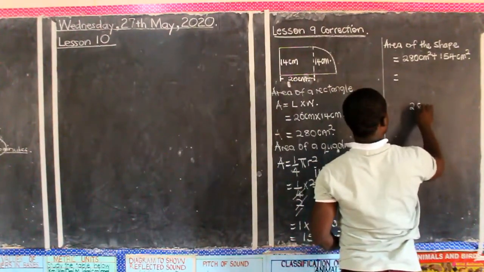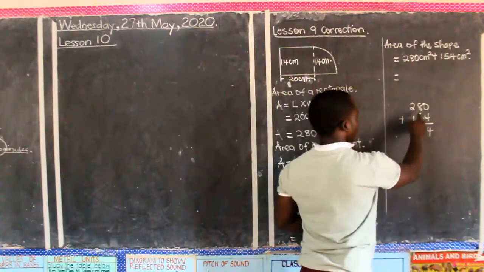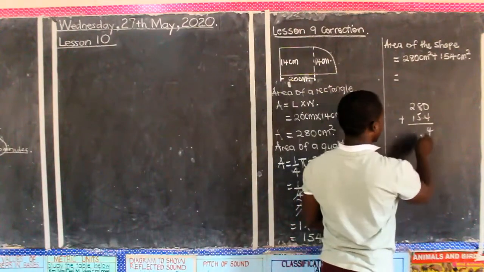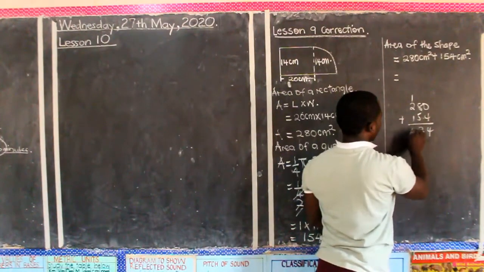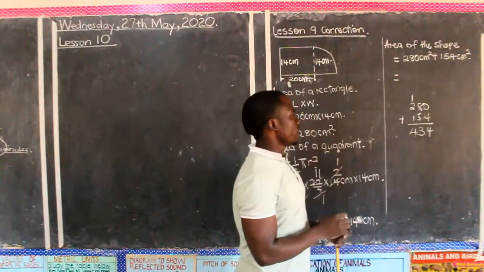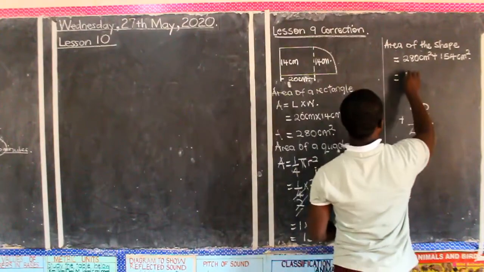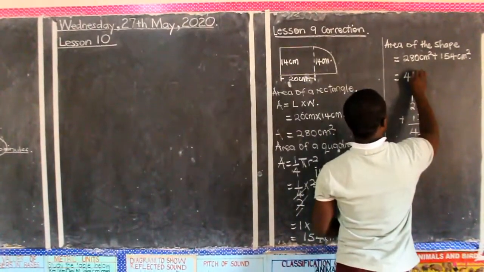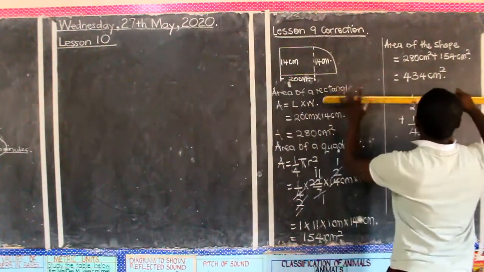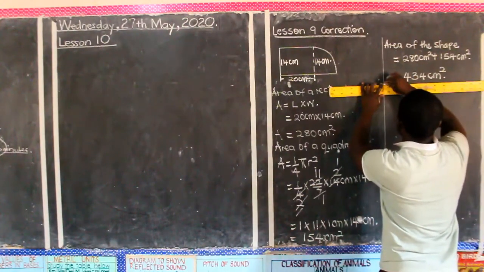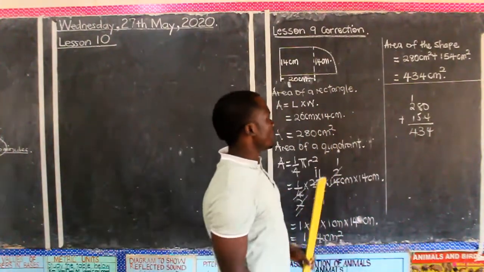This gives us, we have 280 plus 154. This is 4. 8 plus 5 shall we get 13, write 3 and we carry 1. 1 plus 2, 3 plus 1 shall we get 4. And that is now 434. Yes. So our area equals 434 square centimeters. So this is the area of the shape.